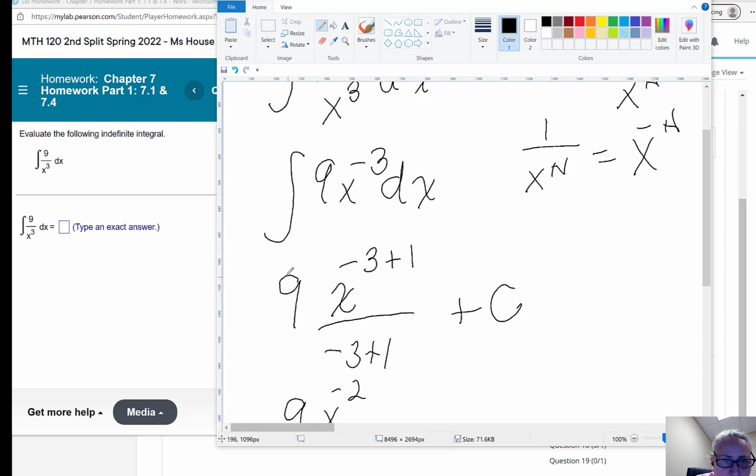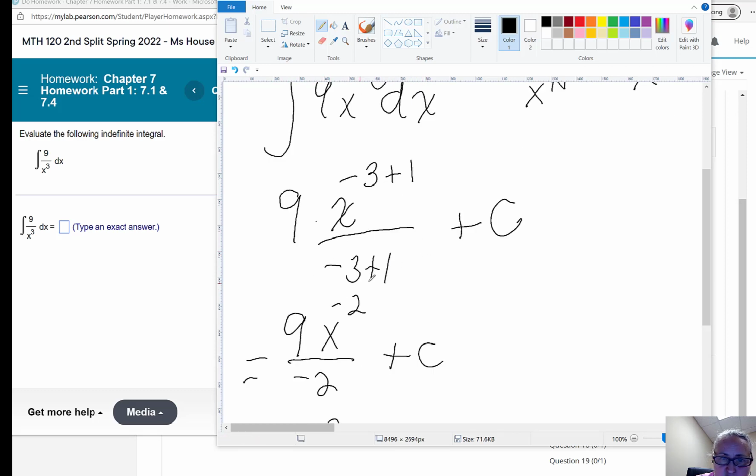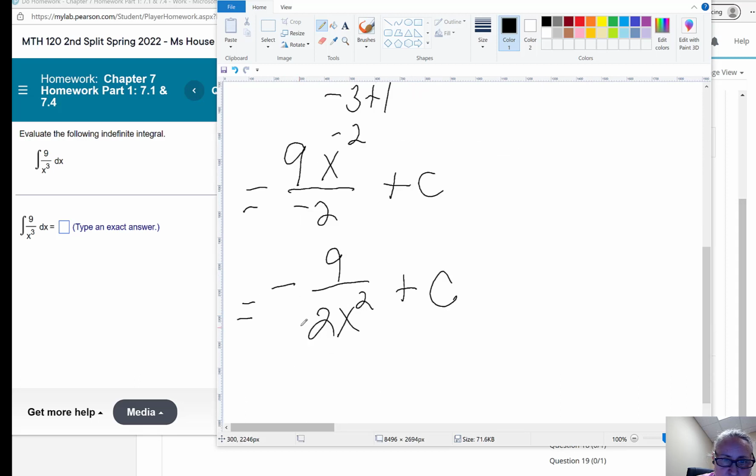I brought my constant outside, and then I use the exponent rule. Add 1 to the exponent, divide by that new exponent. So negative 3 plus 1 is negative 2. Divide by negative 2. That negative 2, I can put that negative in the numerator or out front. It probably will give me credit if I leave it in the denominator, but that's not good format.